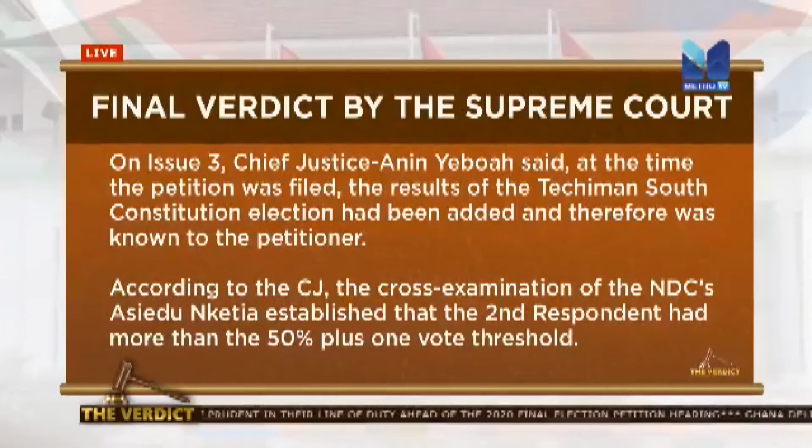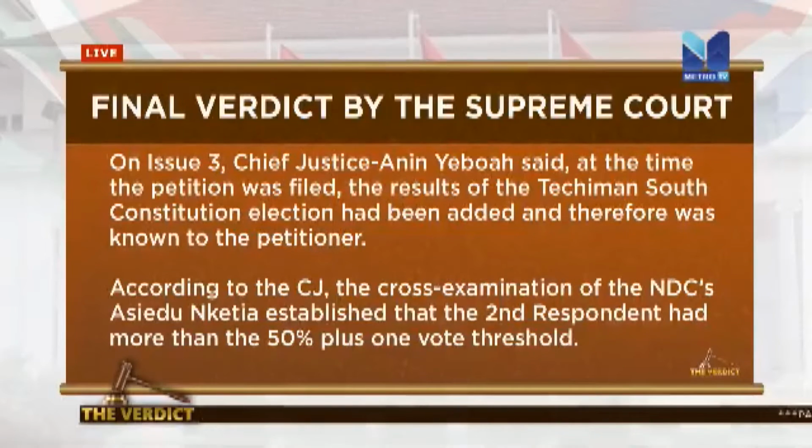Chief Justice Enin Yeboah said at the time the petition was filed, the results of the Techiman South constituency election had been added and therefore was known to the petitioner. According to the Chief Justice, the cross-examination of the NDC's Asiedu Ketia established that the second respondent had more than the 50% plus 1 vote threshold.